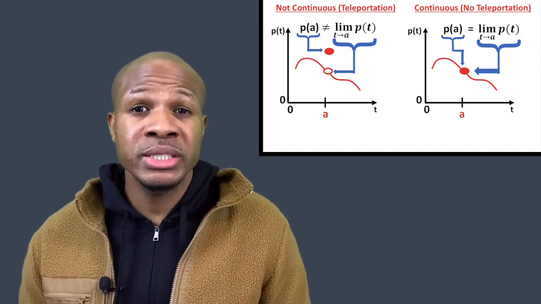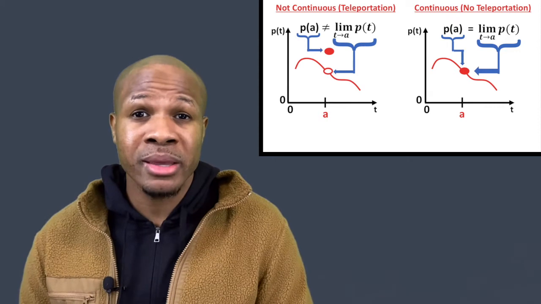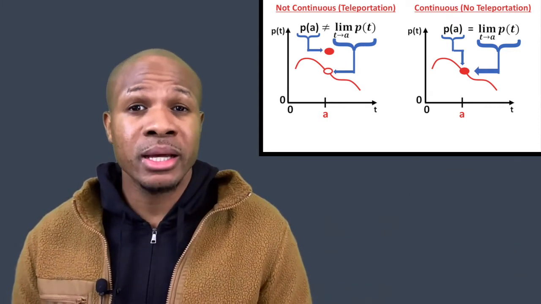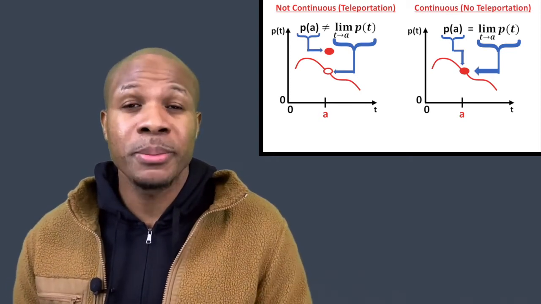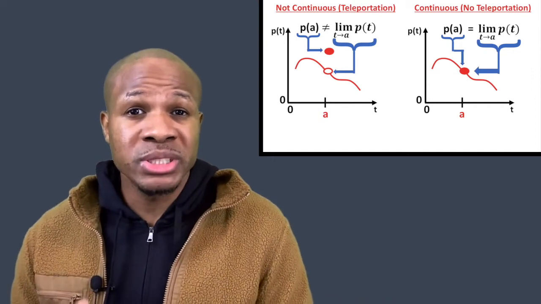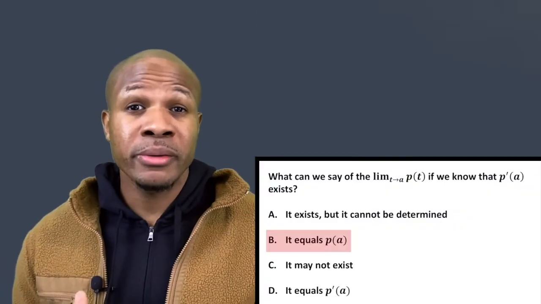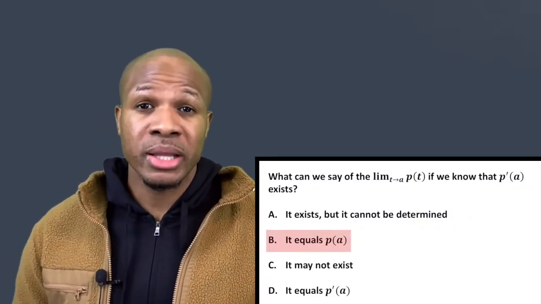So because p of t is a continuous function at time a, then that means that as I get closer and closer to time a, I should get closer and closer to p of a, which is the position at time a. And that comes from the fact that p of t has to be a continuous function at time a, because we know that in order for the derivative to exist at a certain point, the position function has to be continuous and differentiable at that point. So the correct answer will be B, it equals p of a. And that's easy. All right, let's go on to question number 2.